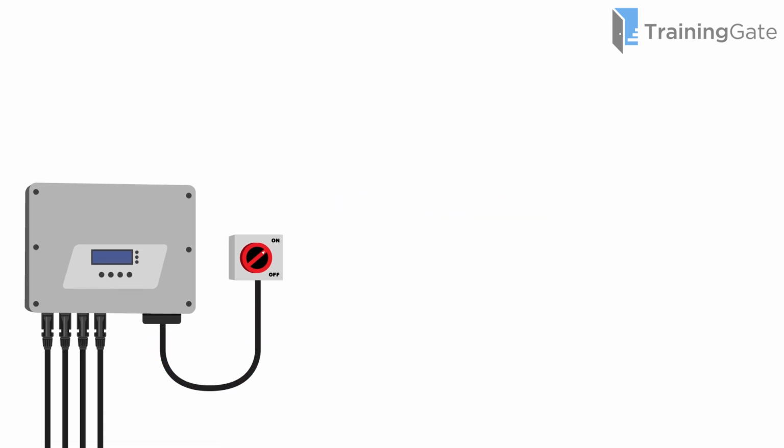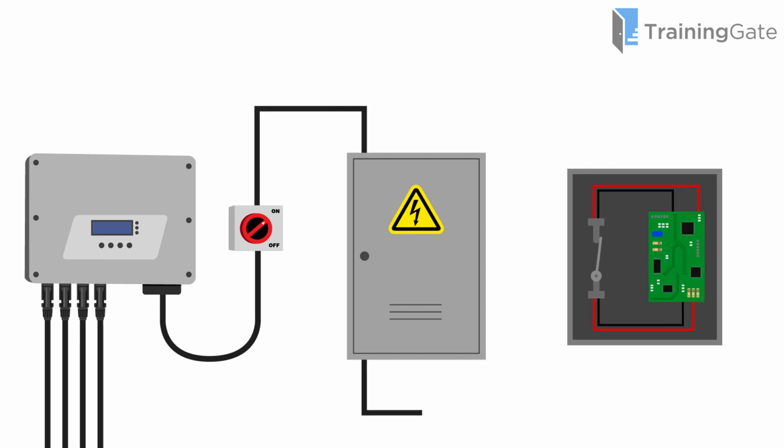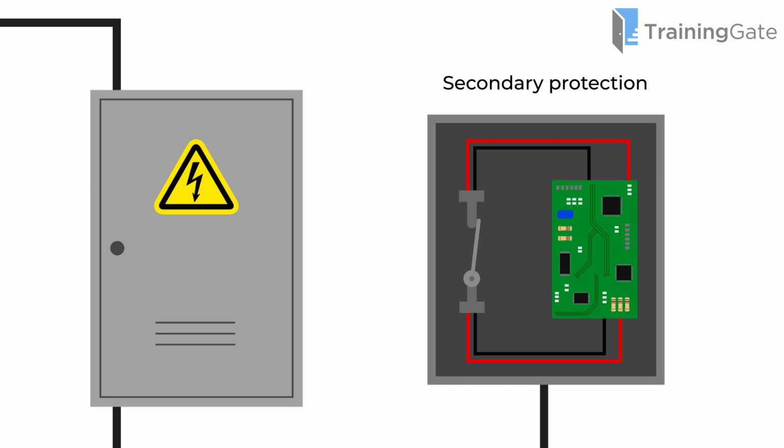In addition to the anti-islanding features, secondary protection measures are implemented to enhance system safety. These measures might include additional monitoring of grid parameters and faster disconnection mechanisms.